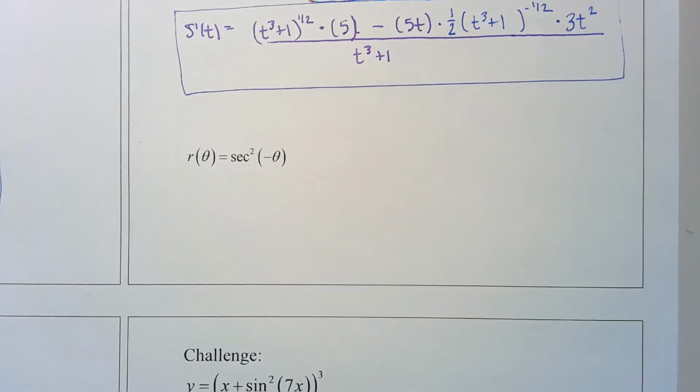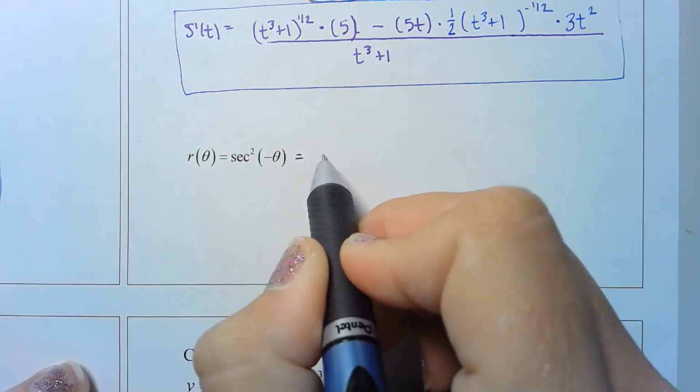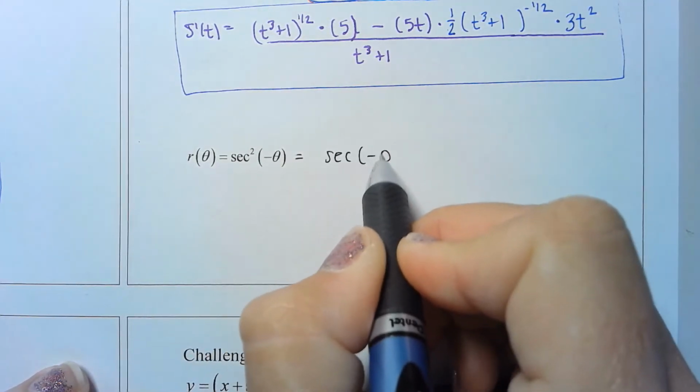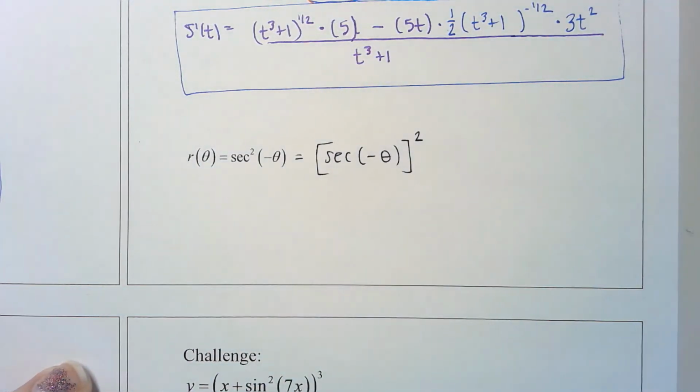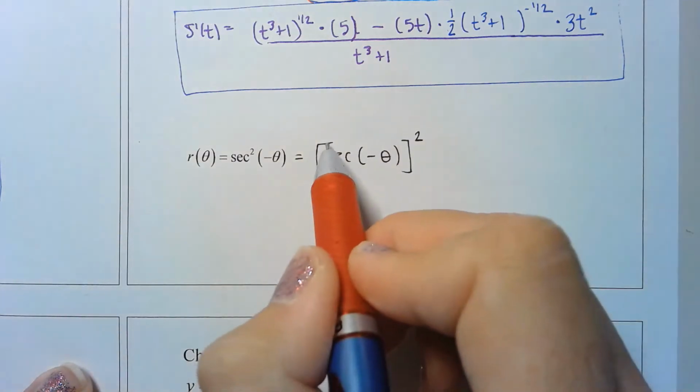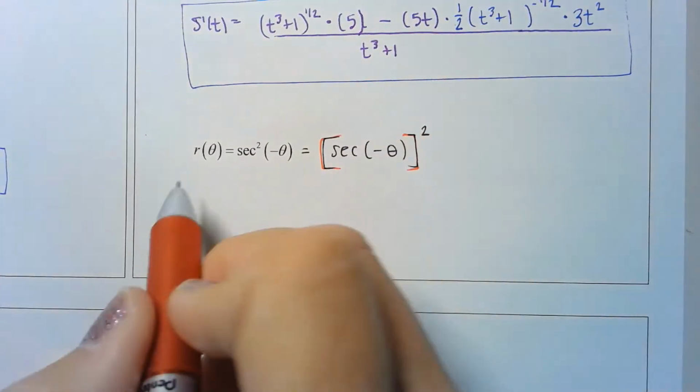R of theta equals secant squared of negative theta. Well, we already talked about this at the beginning. Secant squared of negative theta means the secant of negative theta all squared. We absolutely want to rewrite this, or we are going to make mistakes. There's my biggest set of parentheses. I mean, I use brackets, but we get the idea.